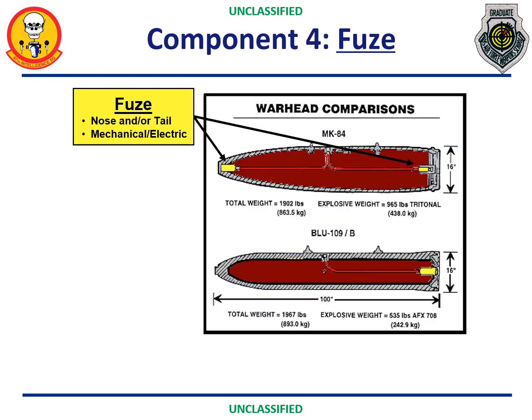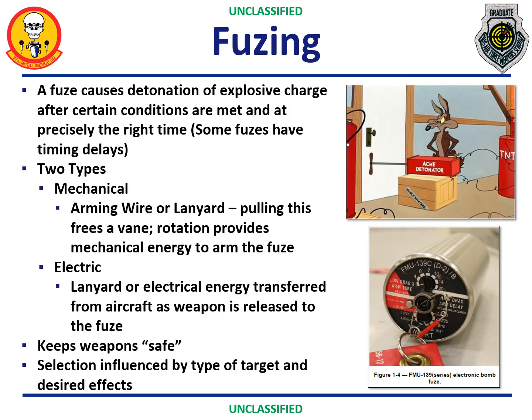Lastly, we'll talk about fuses. Fuses are what detonates the explosive filler. This can be placed in the nose and or the tail, and they can be mechanical or electric. We'll take the next couple slides to go more in depth into the fuse. Fuses cause detonation after certain conditions are met and at precisely the right time. The measurement is usually in milliseconds of the delay.